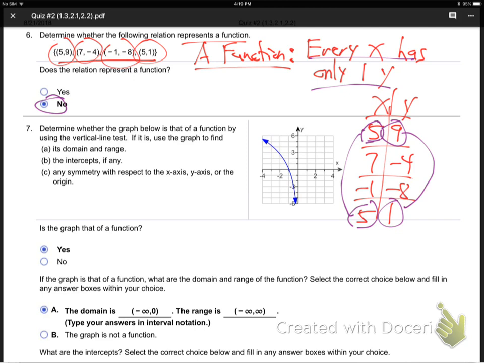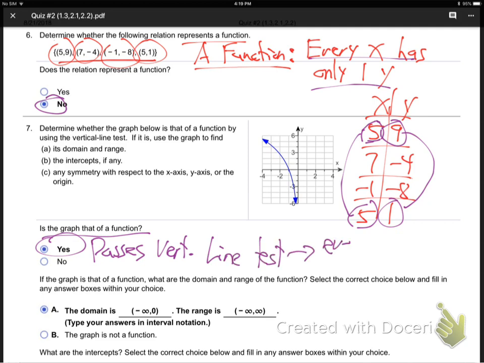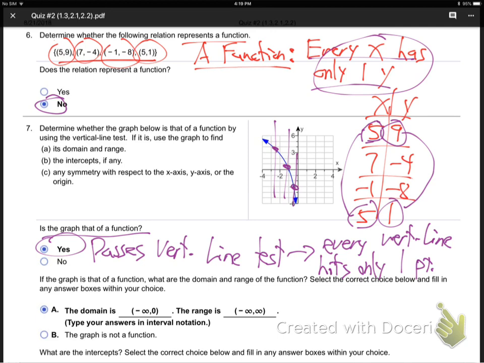All right, what about the next one? Determine this graph. What's its domain and range? First off, is it the graph of a function? So, yes, because it passes the vertical line test. Remember that? Every vertical line hits only one point. Every perfectly vertical line would hit only one point on the graph. If a vertical line ever hits 2 points, then that would break it. That's the same thing as every x having only one y.